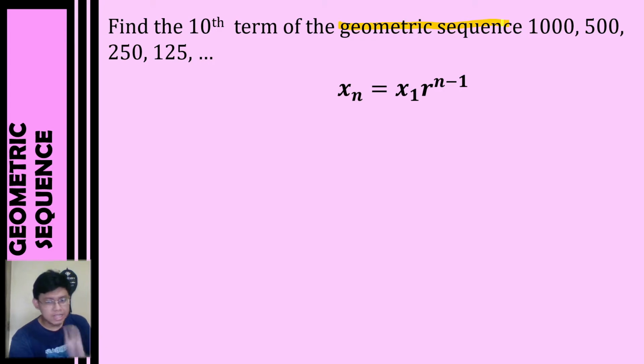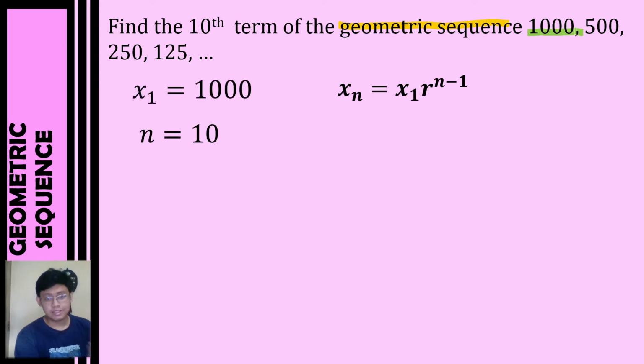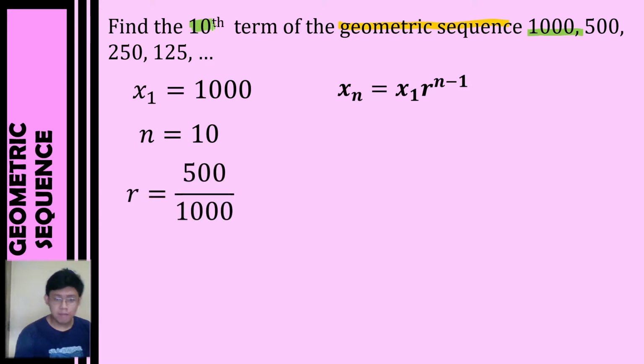We will need our first term, which is going to be 1,000. Our number of terms is 10, because we're looking for the 10th term, and the common ratio. For the common ratio, we're going to divide the second term by the first term. So 500 divided by 1,000 will give us r is equal to 1/2.